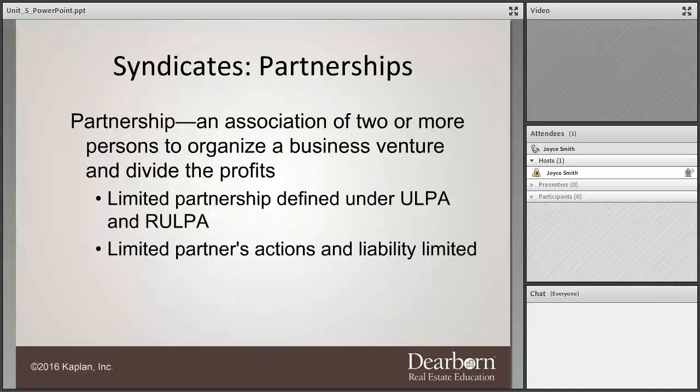And a partnership is an association of two or more persons to organize a business venture and divide the profits. We have limited partnerships, and then we have limited partners, and the liability is limited because they are indeed a limited partner. But then there's also the general partner, the person who's actually responsible for managing, making the daily choices, and they have a much larger liability when it comes to anything that happens with that partnership and how they have to answer to courts of law.